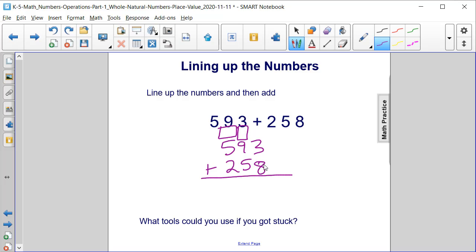So we have 3 plus 8 is 11, so we put the 1 down for the ones column and, if it's 10 or more, send 10 next door. So we have 1 plus 9 is 10, and 5 more is 15. Again, put the 5 down, and if it's 10 or more, put the 1 next door. So then 1 plus 5 is 6, and 2 more is 8. So the sum of 593 and 258 is 851.